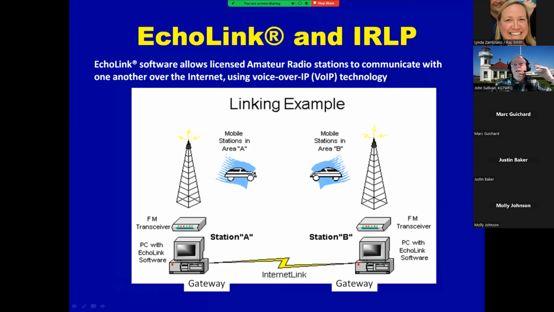Echolink and IRLP. These are systems that allow you to link repeaters over the internet. With Echolink, you have to have an amateur radio license to use the software. You can communicate over the internet using VoIP, voice over internet protocol technology. You can transmit through a repeater using a laptop that's connected to the internet, or you can do it with a radio through a repeater that's Echolink capable. Not all repeaters have Echolink or IRLP.